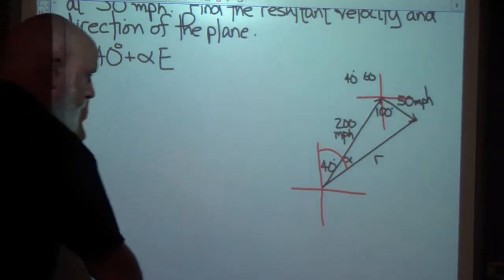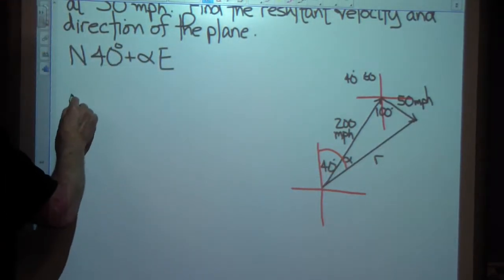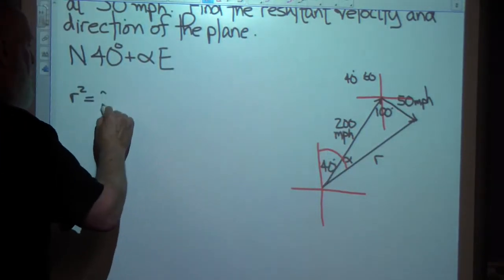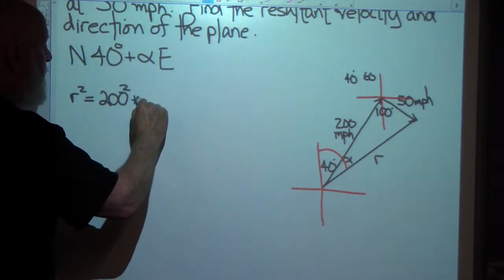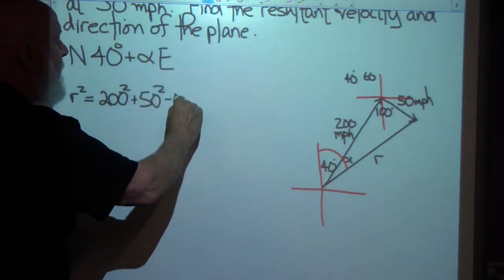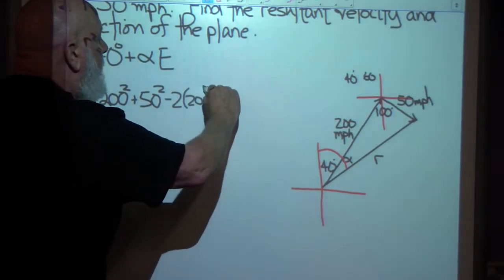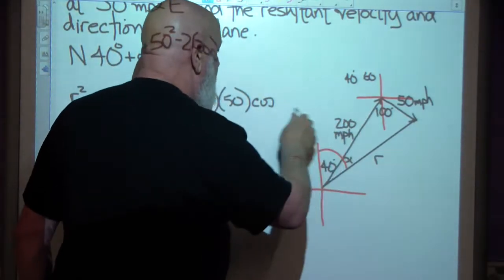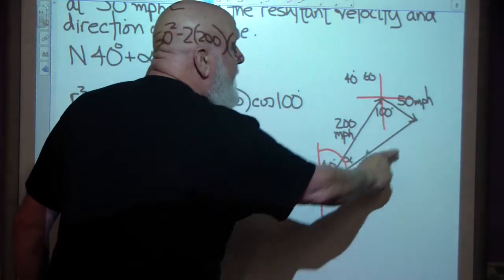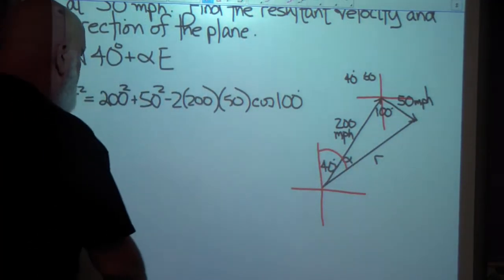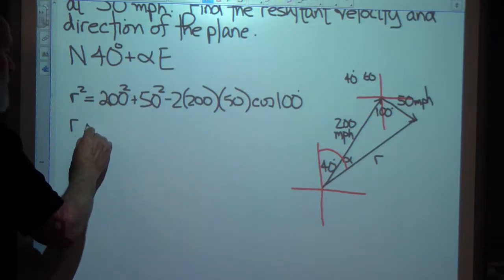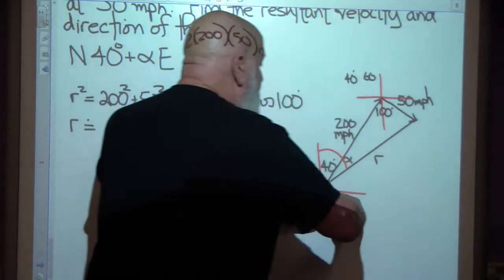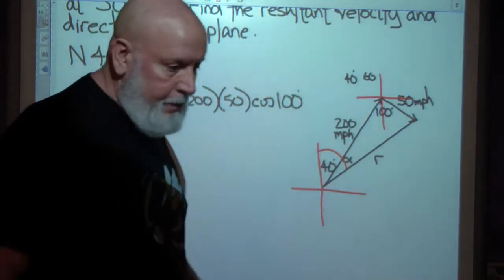Here we go. I want to find my resultant first. I'm going to say r squared is equal to 200 squared plus 50 squared minus 2 times 200 times 50 cosine 100 degrees. That will give me the length of this resultant using the law of cosines. And so now I'm just going to put this into my calculator and get an approximation for the length of this segment, which will give me the speed of the airplane.